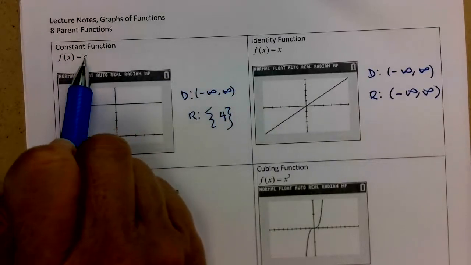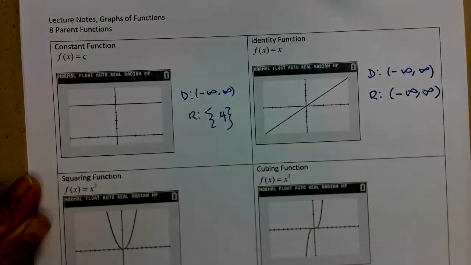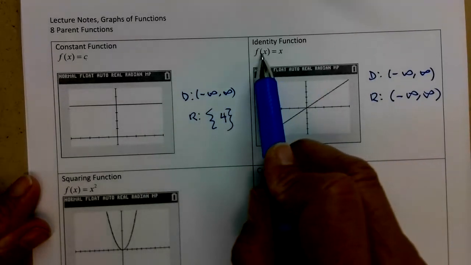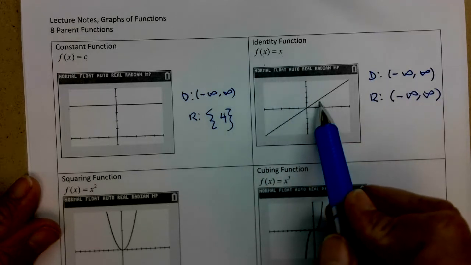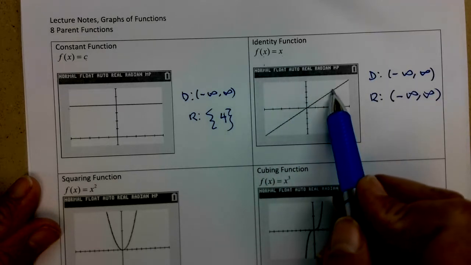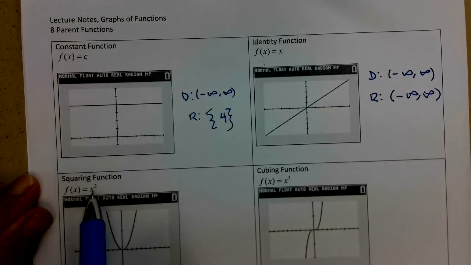If your function equals a constant, it doesn't matter what the input is, your output is a constant. The identity function is called that because whatever you put in is what you get out. If you give it 1, you get out 1. If you give it 3, you get out 3. The squaring function says whatever you give me, I'm going to square.